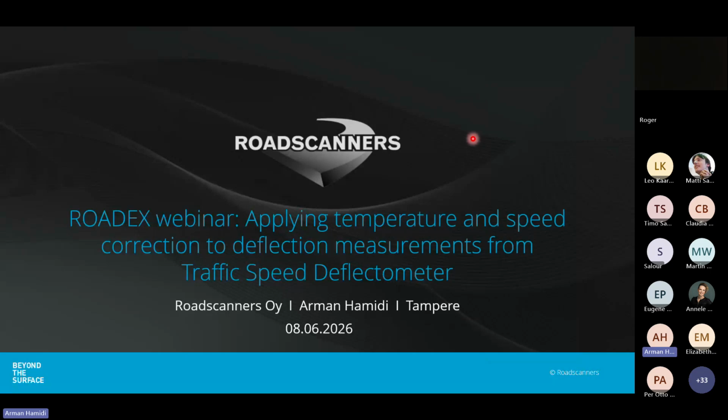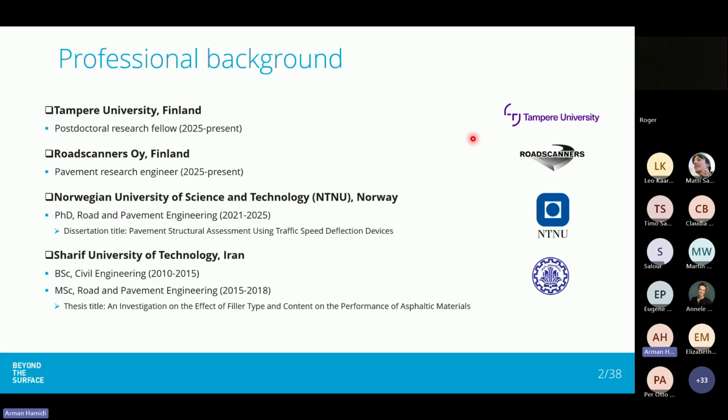My name is Arman Hamidi. I want to briefly introduce myself. I'm a postdoctoral research fellow at Tampere University and also a pavement research engineer at ROADEX scanners. I have a PhD in road and pavement engineering from NTNU in Norway, and my dissertation was focused on analyzing data from traffic speed deflection devices. I also have a background in asphalt materials by having a master's degree from Sharif University of Technology in Iran.